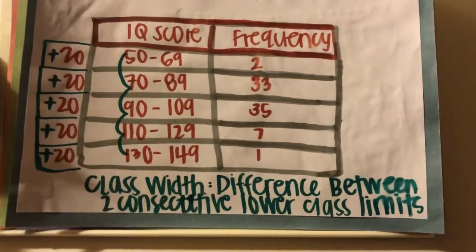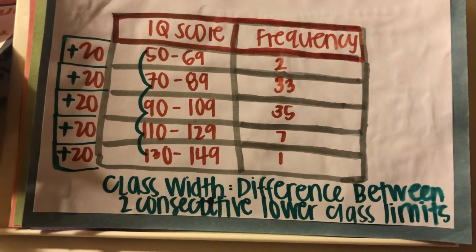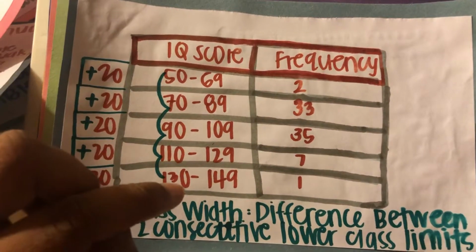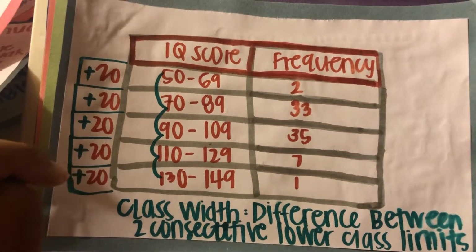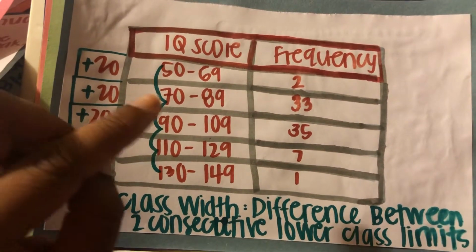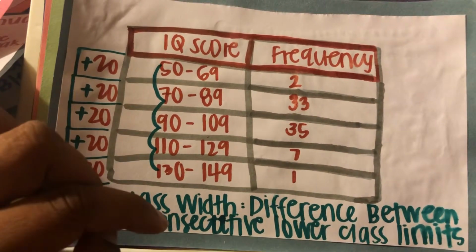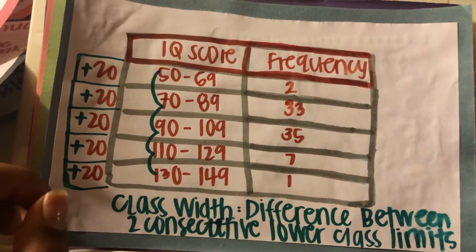Here you see the class width, the difference between two consecutive lower class limits, is 20. You subtract from each one: 130 minus 110 is 20, 110 minus 90 is 20, 90 minus 70 is 20, 70 minus 50 is 20. So each class width is 20.